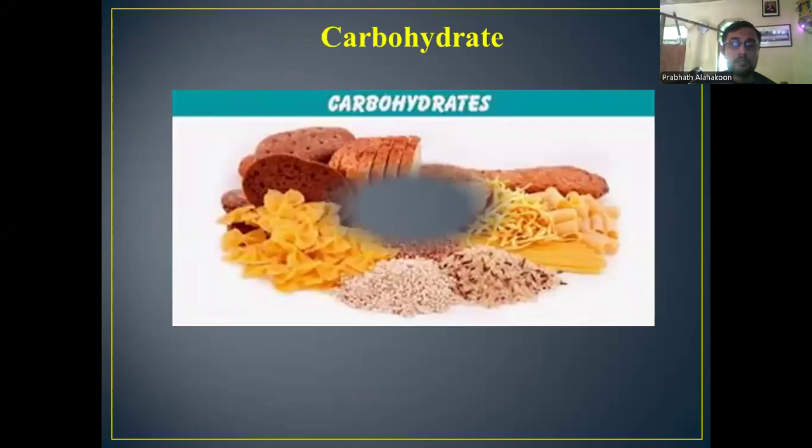Okay, now let's discuss. We start by discussing carbohydrates first. Can you see this screen? Can you see this picture? You can identify carbohydrate-containing foods, different types.